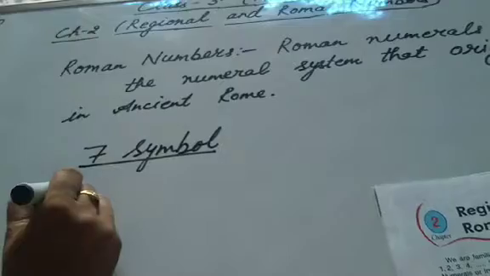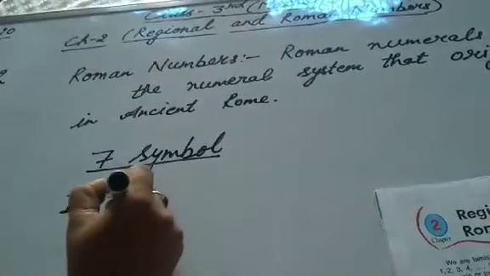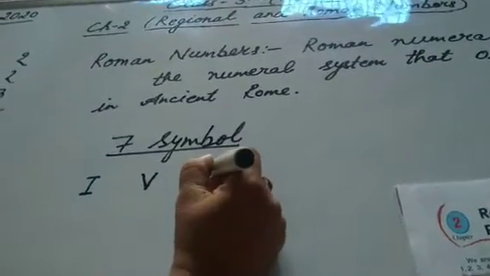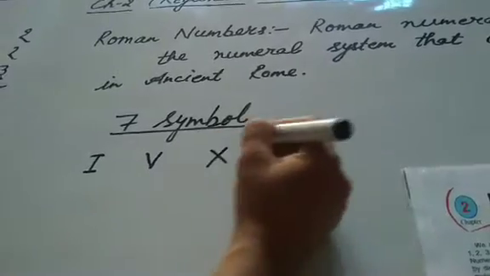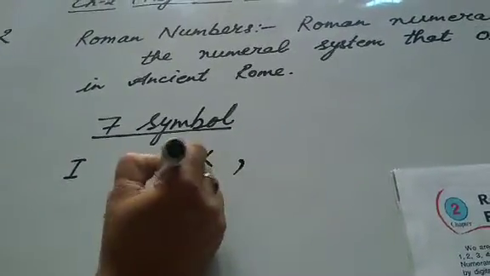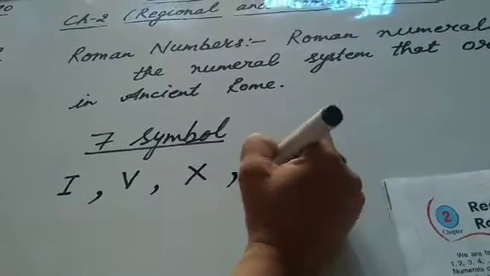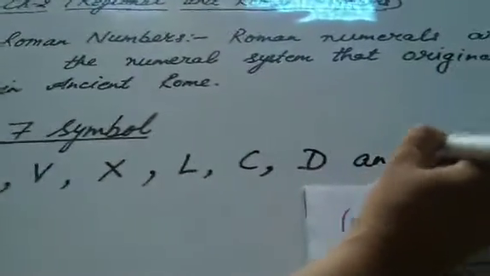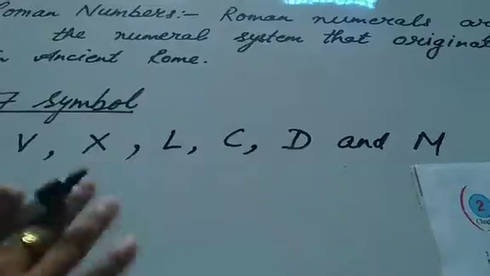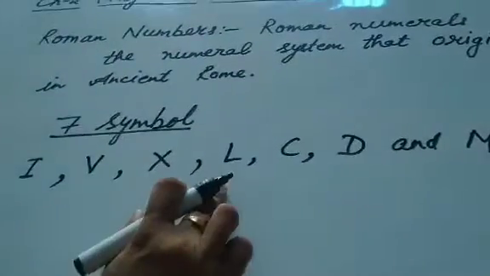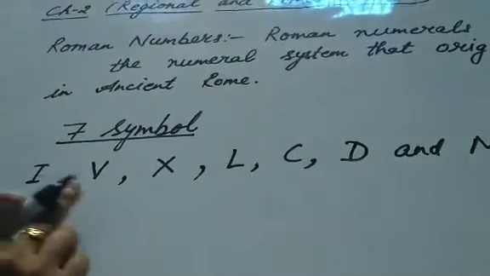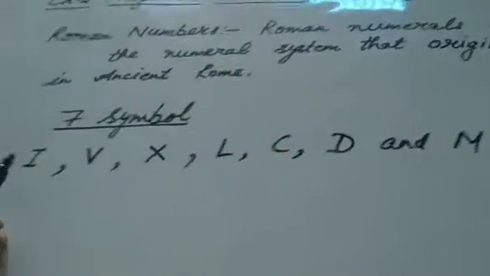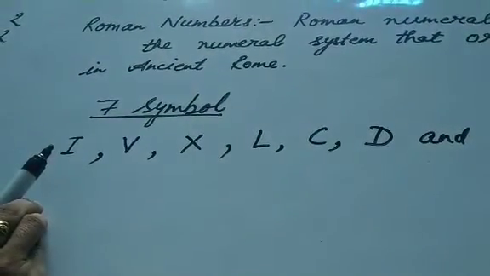Which symbols? 1 is I, and V, and then 10 means X, and then L, then C and D, and the last one is M. These are the only 7 symbols in the Roman numerals: I, V, X, L, C, D and M. And we have to follow some rules for writing the Roman numerals.